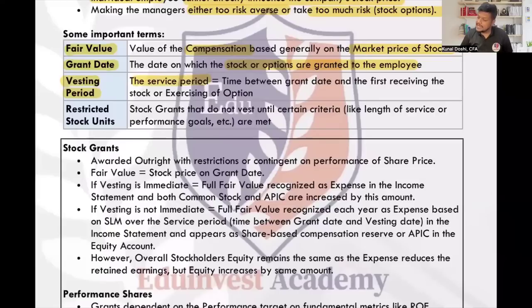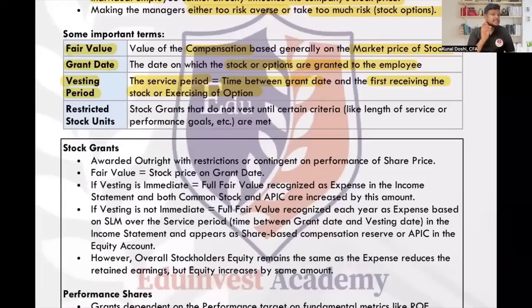What is this? This is basically the time between the grant date and the first receiving the stock or exercising of the option. Means when you actually get the shares to sell it off and the day when you are allocated the shares, the time between that can be some months and can be some years also. That is called vesting period. So what happens that today I am being granted the shares, but my vesting period is 1 year, which means after 1 year only I'll be able to sell them.